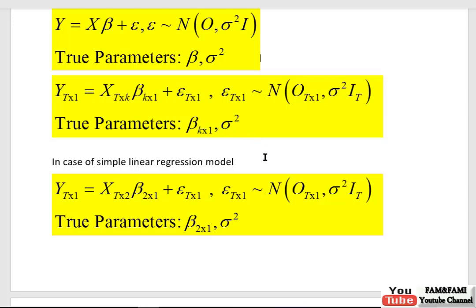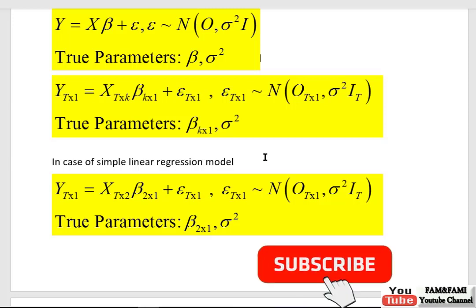So this is how you can write mathematical expressions for the simple as well as multiple linear regression models, both in matrix notation and without matrix notation. And also now you know how to write down the true parameters in each case.